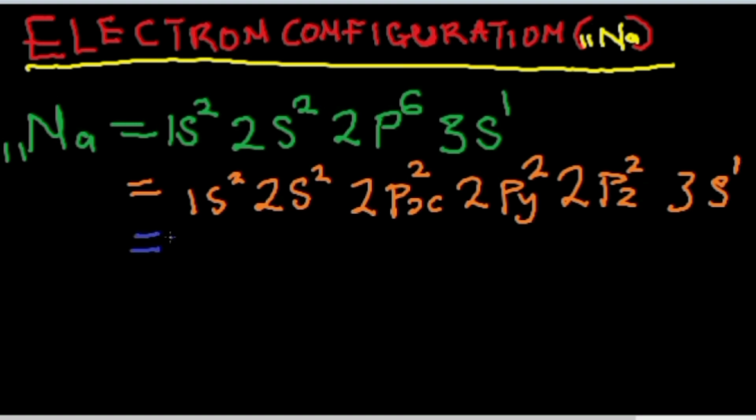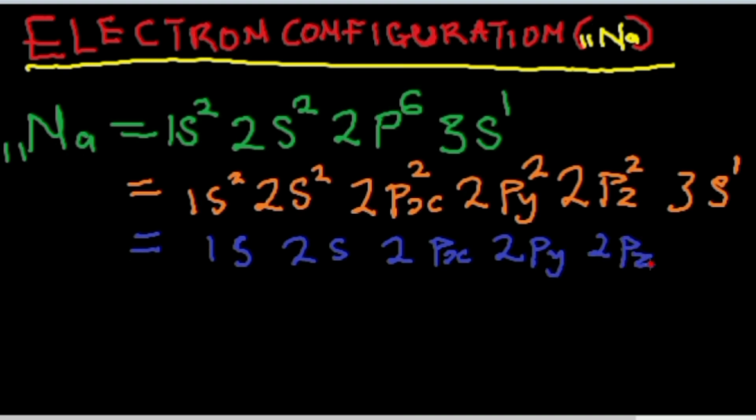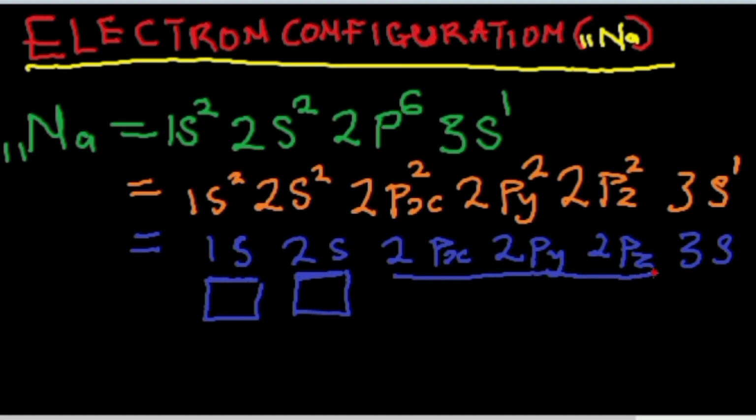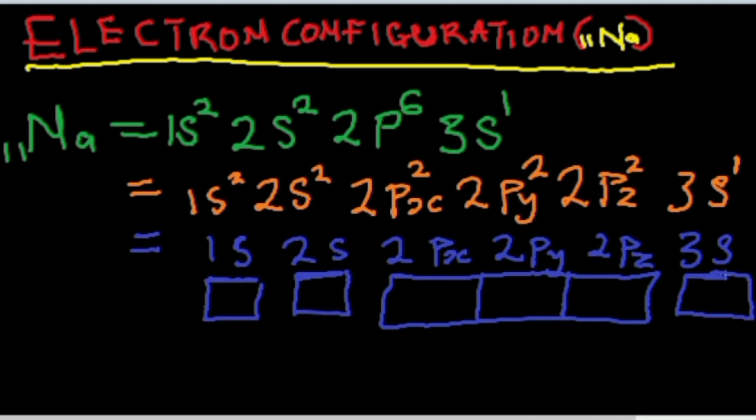Okay, so we have the 1s, the 2s, then we have the 2px, 2py, 2pz, right? Then the 3s. Okay, don't forget we are using the box notation. We draw a box below each of them. Don't forget that the p orbital is degenerate, so their box is 1 together. Then you divide it. This for the 2px, for the 2py, and the 2pz. Then lastly we have the 3s.